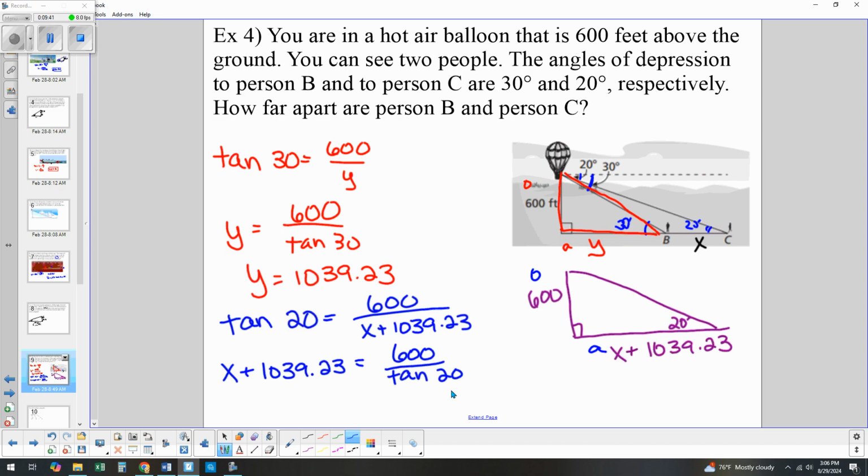On my calculator, 600 divided by the tangent of 20 is 1648.49. And then if I subtract the 1039.23, I get 609.26 feet.